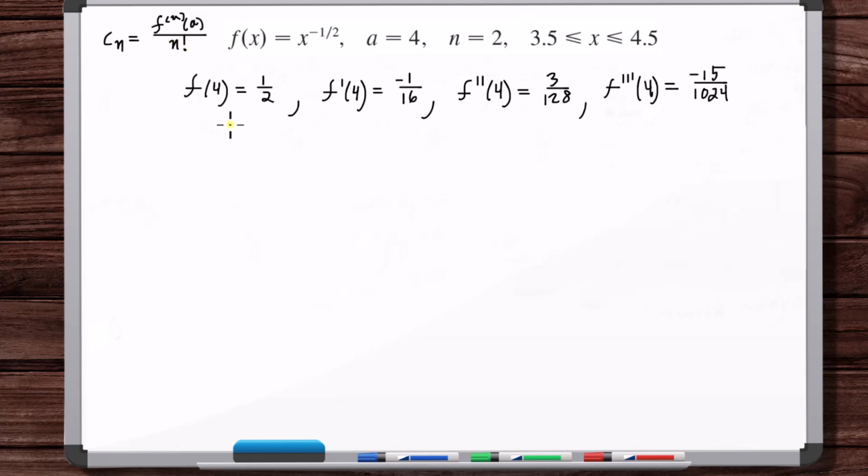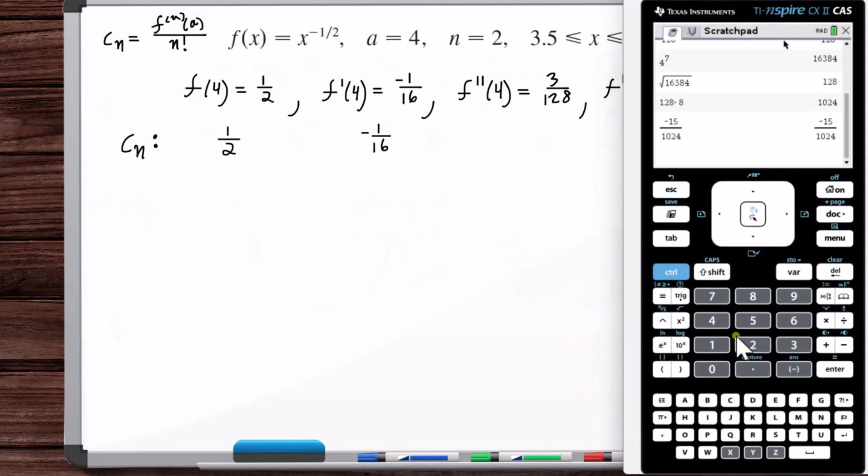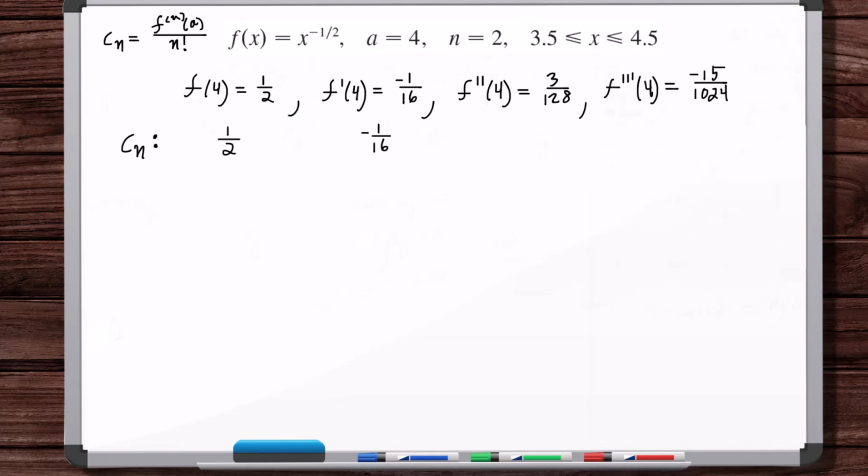So the c sub n's here, so this is c sub 0. So like this is the nth derivatives evaluated at a. So we need to divide these by n factorial. Well, this divided by 0 factorial is just 1/2. This divided by 1 factorial is just minus 1/16. This divided by 2 factorial is, so 128 times 2 is 256.